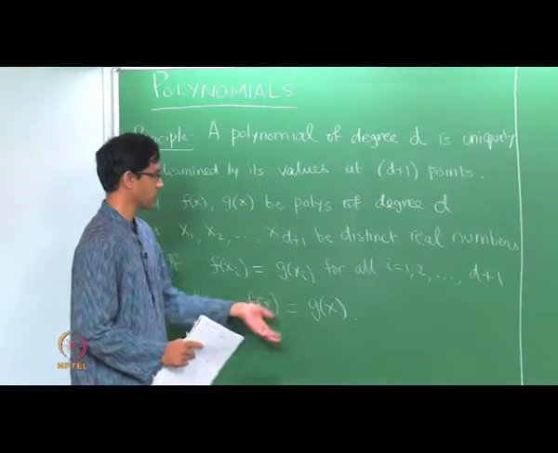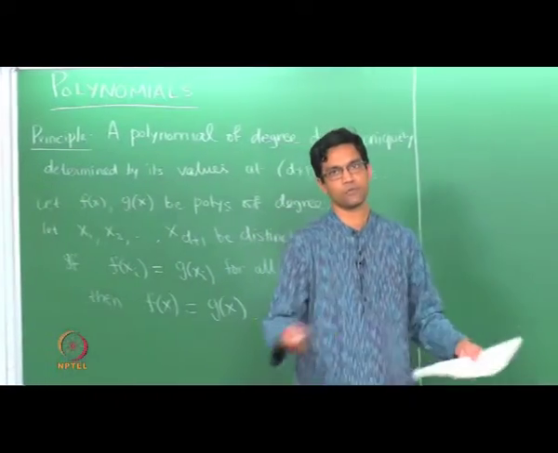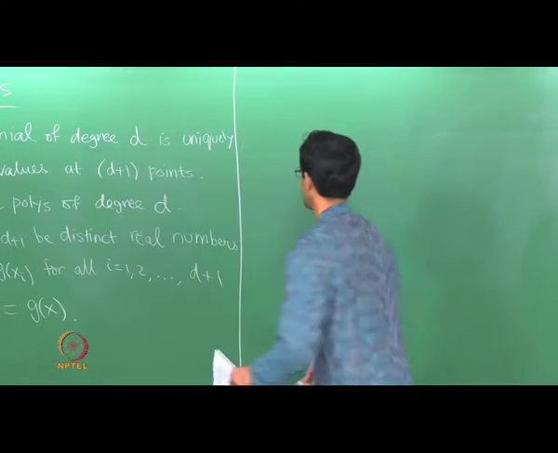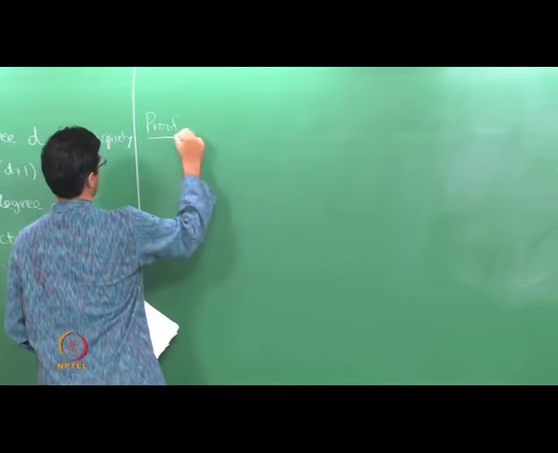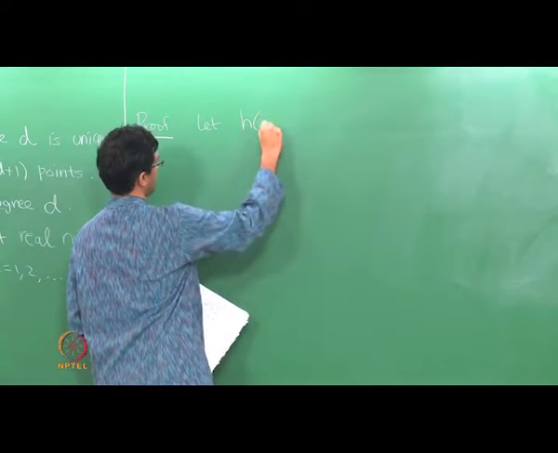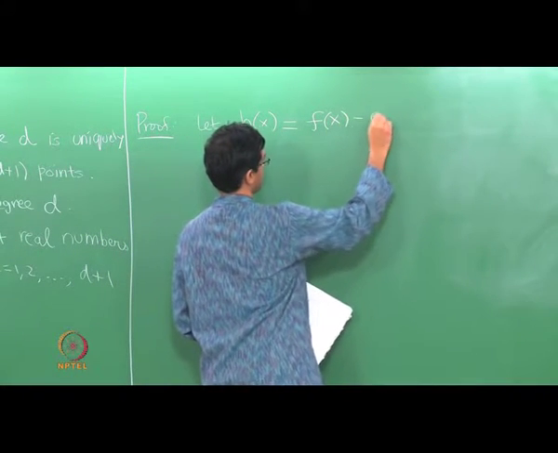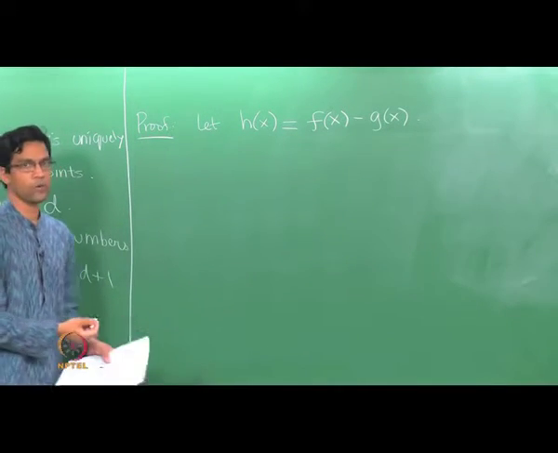What one does in many such things where you must prove that two objects are equal is consider their difference. So, let us prove this statement. Here is a proof. Let us consider a new polynomial called h of x, which is just the difference between f and g. Now, what all do we know about h?